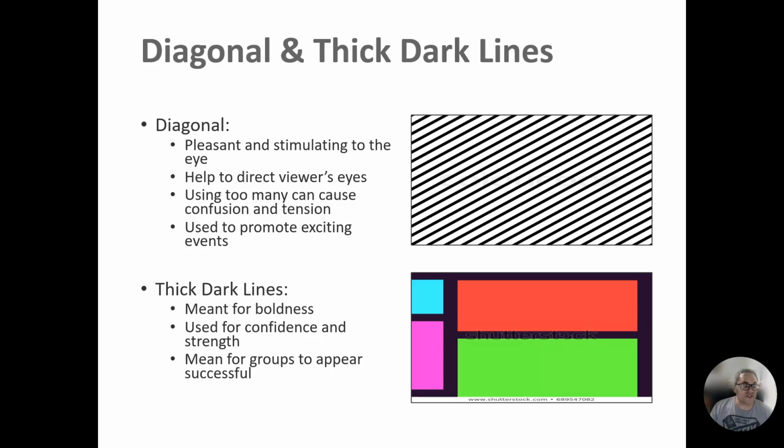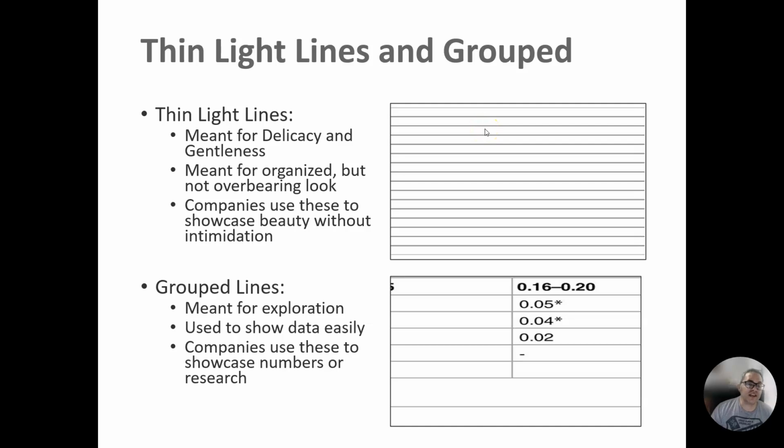Thick dark lines are meant for boldness. They're used for confidence and strength. They're meant for groups to appear successful. So we tend to see these a lot in sporting events and massive campaigns and marketing. These are meant to really highlight specific items and showcase what they're made of in more ways than one. Now, thin light lines are a little bit different. They're meant for delicacy and gentleness. They're meant for an organized but not overbearing look.